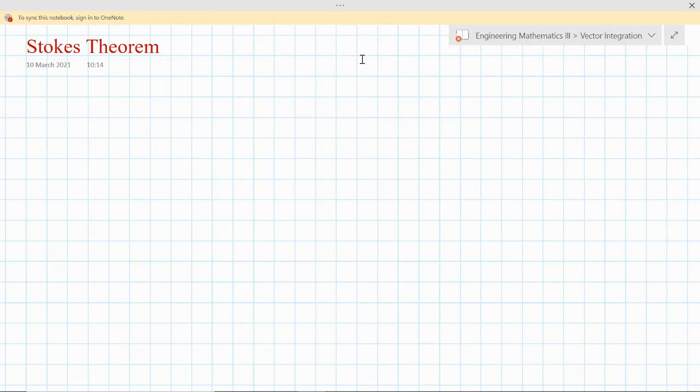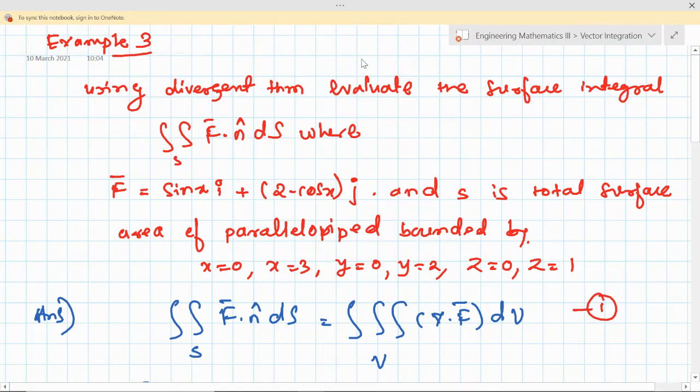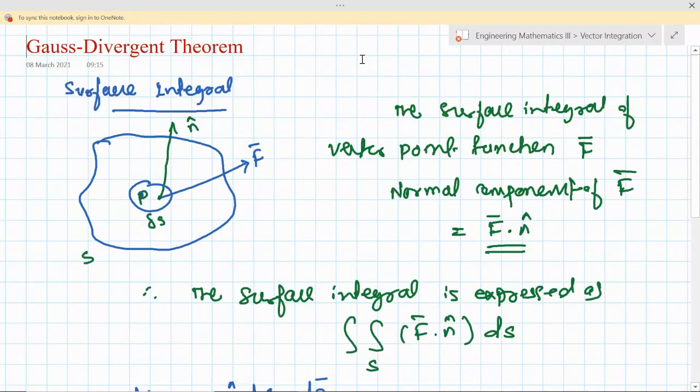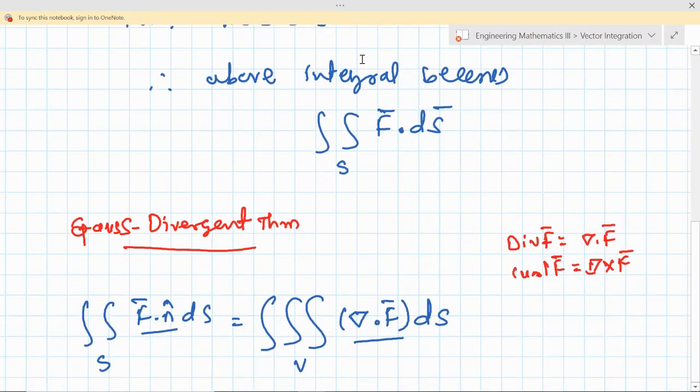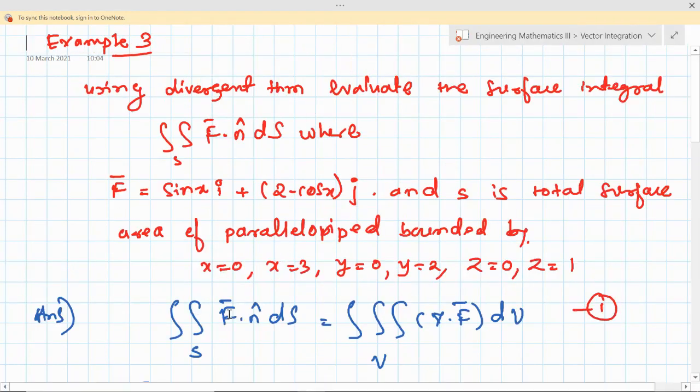About the Stokes theorem. What is Stokes theorem? Divergence theorem we have seen. What is the divergence theorem? The surface integral is equal to the volume integral, meaning a double integral is equal to a triple integral. The surface integral of the normal component of the vector point function f bar over a closed surface is equal to the volume integral of the divergence of f bar taken throughout the volume V enclosed by the surface. Okay, and some examples we have seen.